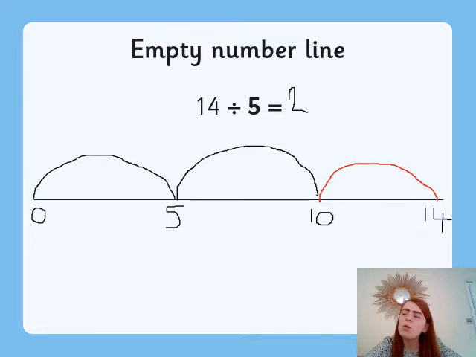So 10 add what makes 14? 10 in my head, 11, 12, 13, 14. So 14, okay, it's the remainder of 4 there. So you show this as doing 2 remainder 4. So there are 2 5s in 14 and then there's 4 left over.